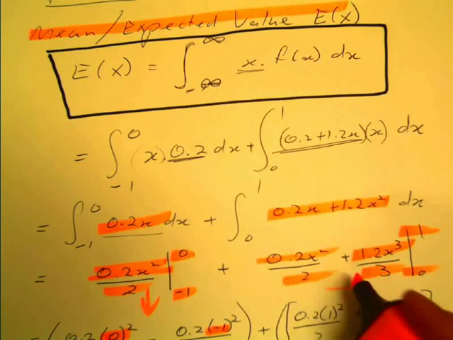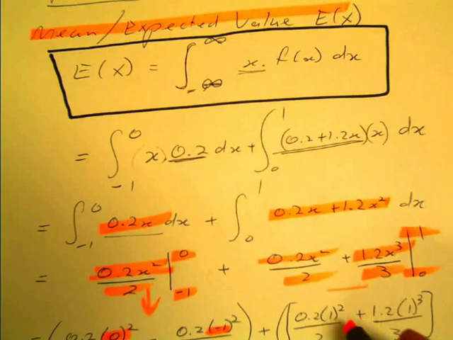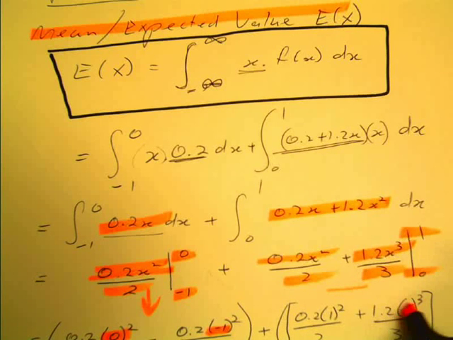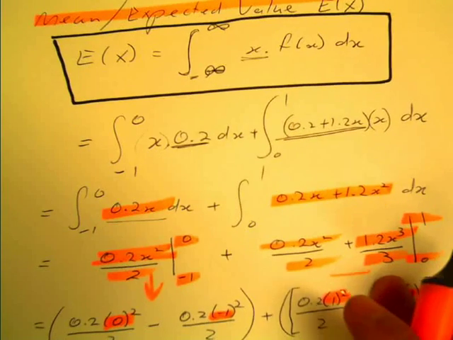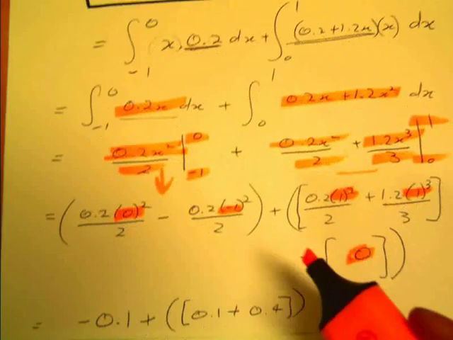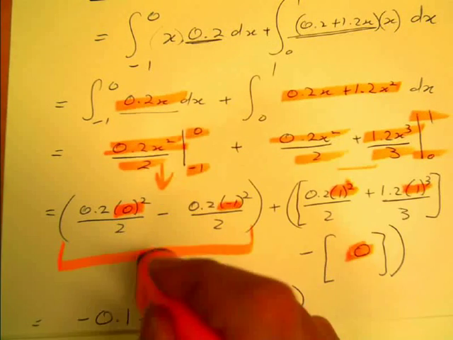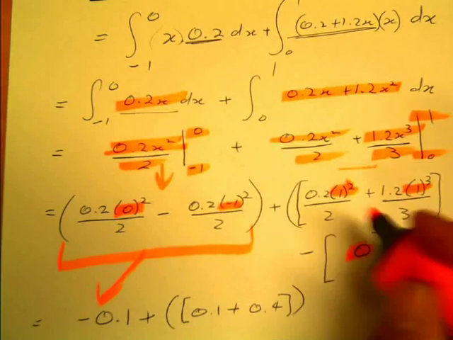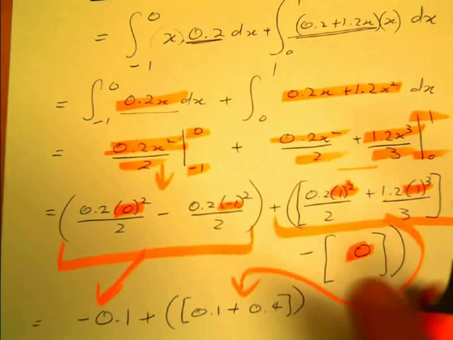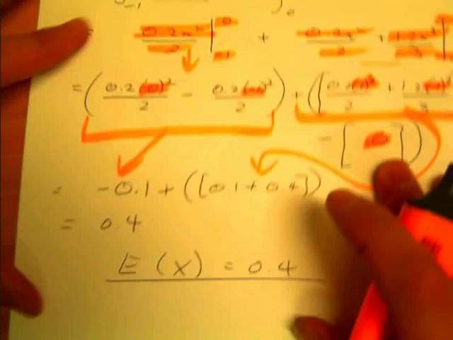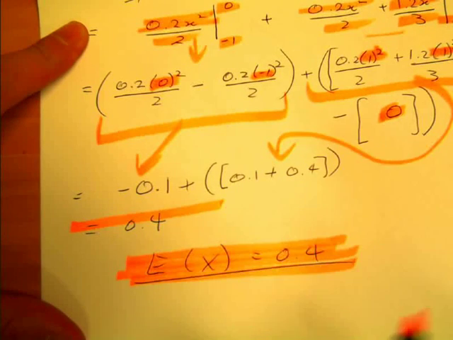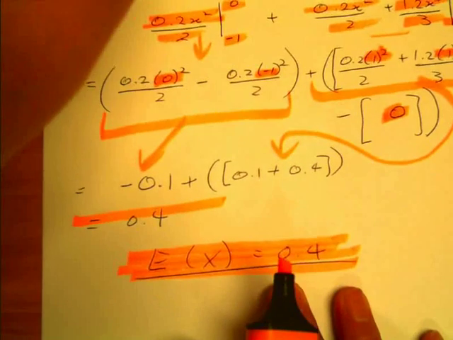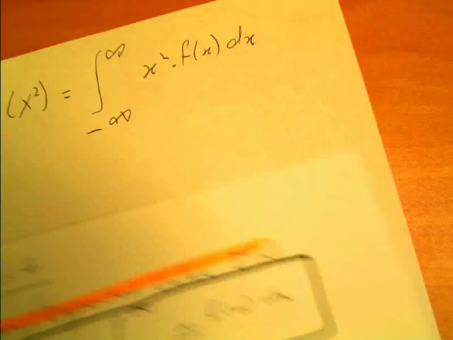Here it's a bit more complicated because I've got two parts here. And I get 0.2 with the 1 substituted in plus 1.2 with the 1 substituted in, and I'm going to subtract what I get when I substitute in 0. We find that that's all equal to 0. So now I just take what I've got here, and that all equals negative 0.1. And what I get here is 0.1 plus 0.4. And I combine those, I get 0.4. So the expected value for our f of x is 0.4.